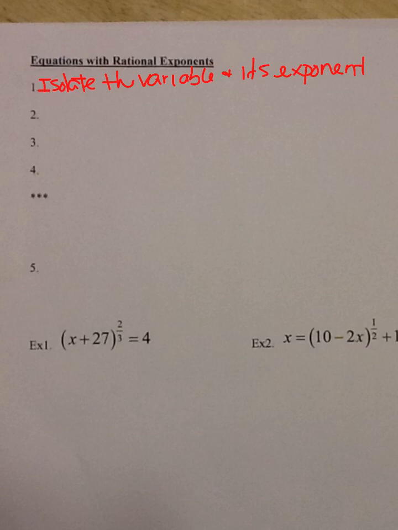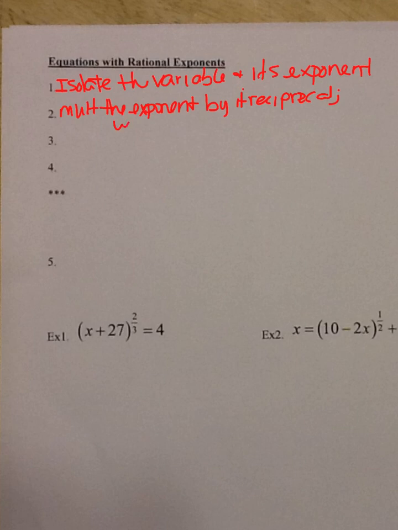All right, and then our goal is to get the exponent to be a 1. So to do that, we multiply the exponent by its reciprocal. So remember, reciprocal means to flip the fraction. The reason why we do this is because we want the exponent to be equal to 1.